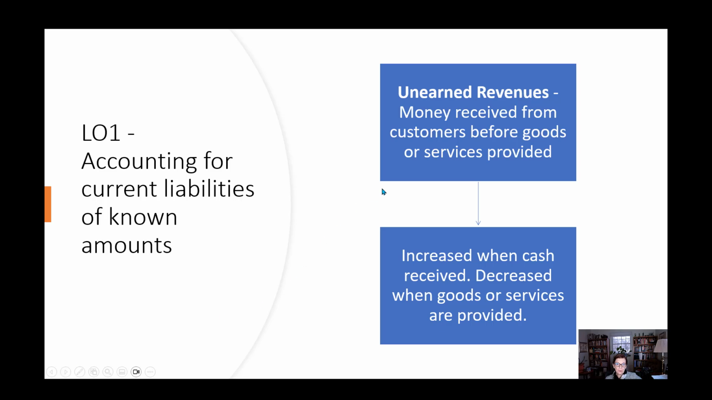Unearned revenues, remember what we said, that the customer pays before goods or services are provided. Think of buying season tickets to anything, to a sports team or something, right? So you pay, the sports team has unearned revenue. So unearned revenue increases when the cash is received from the customer. It's decreased when the goods or services are provided.